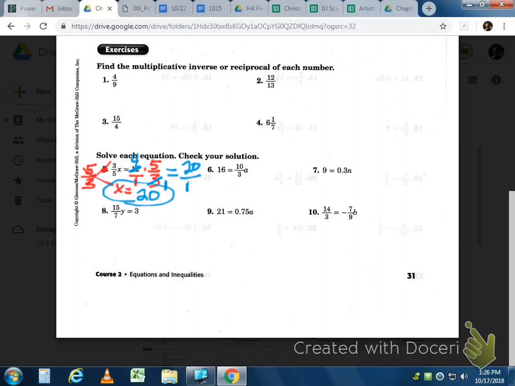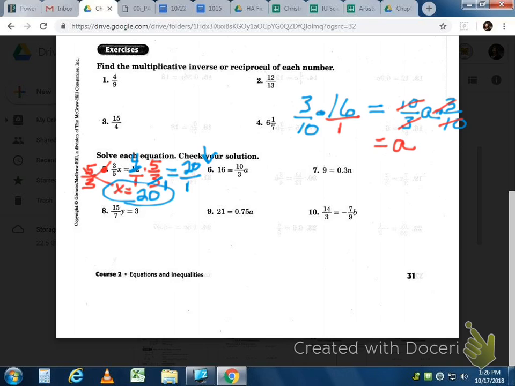Okay, we're going to go ahead and do number 6. And I'm going to write it over here so I have a little more space. So 16 equals 10/3 A. What is my reciprocal of 10/3? What am I going to multiply by, Caden? You're going to multiply by 3/10. So I'm going to multiply both sides by 3/10. And when I do that, over there with my A, the 10's cancel out, the 3's cancel out, and I'm left with A.